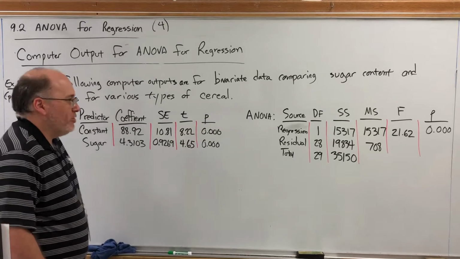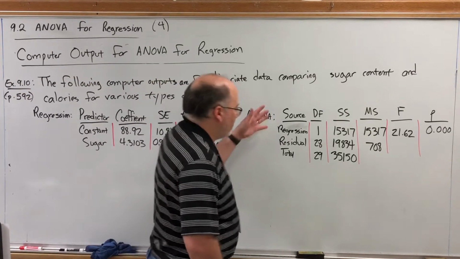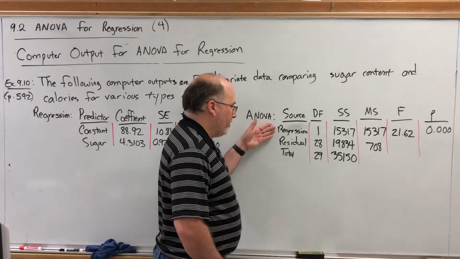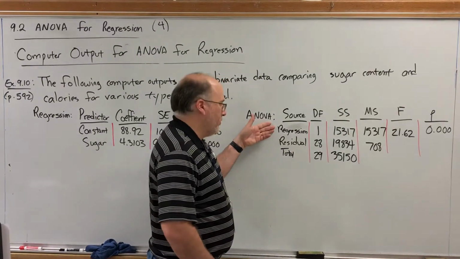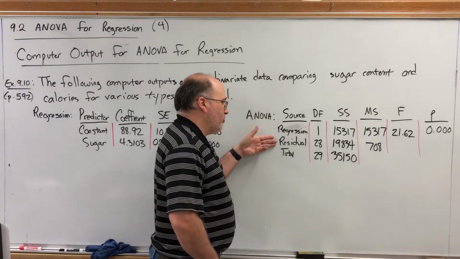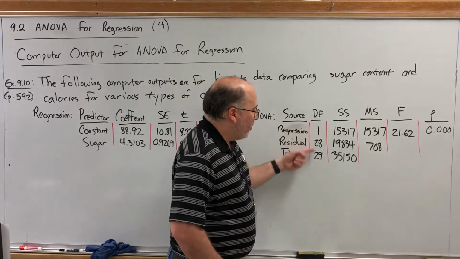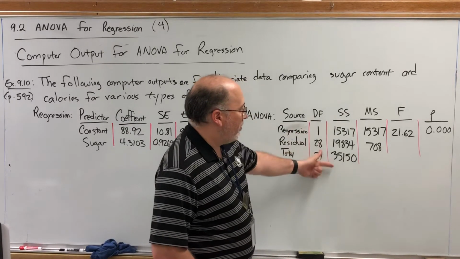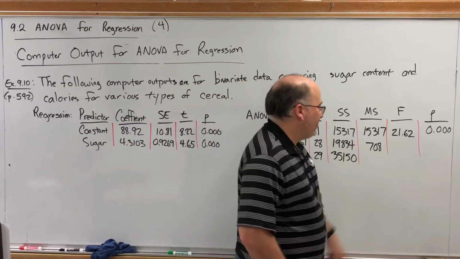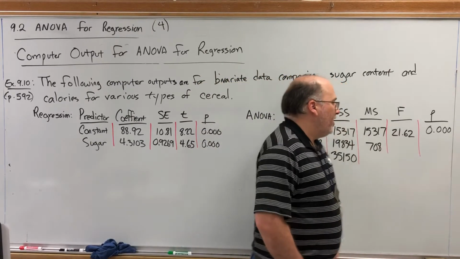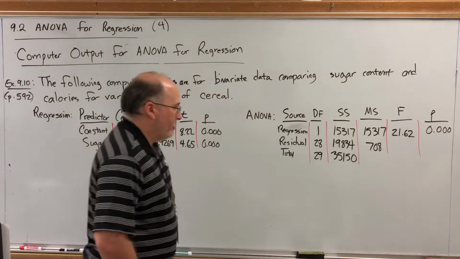Next to it, we have the ANOVA output. Three sources for the variability: the regression, or the model, or the equation, the residual, also known as the error, and the total. Here are our degrees of freedom. Here are the SS's, the MS's, the F statistic, and the p-value for the ANOVA test.